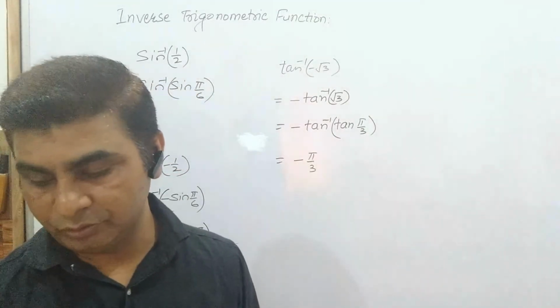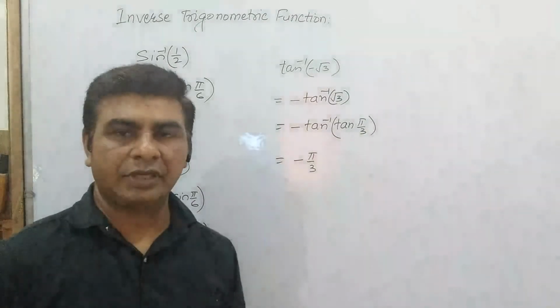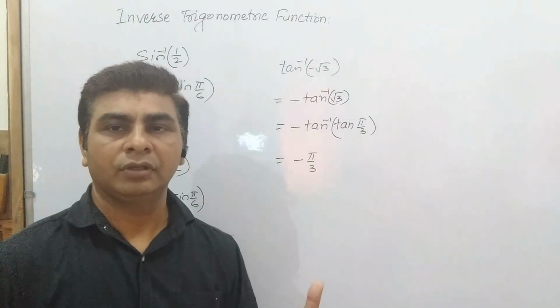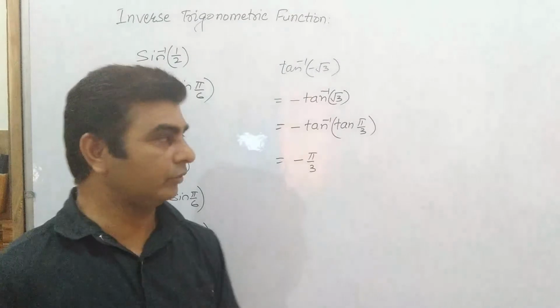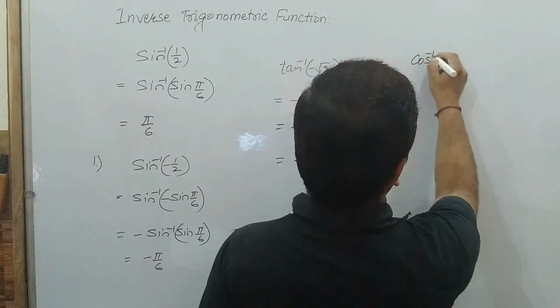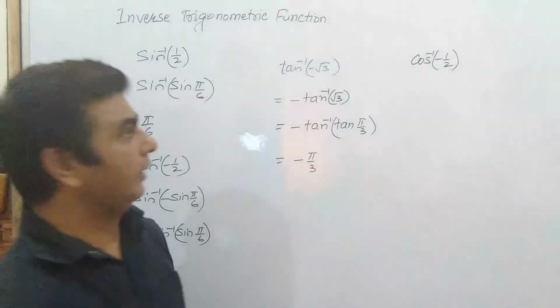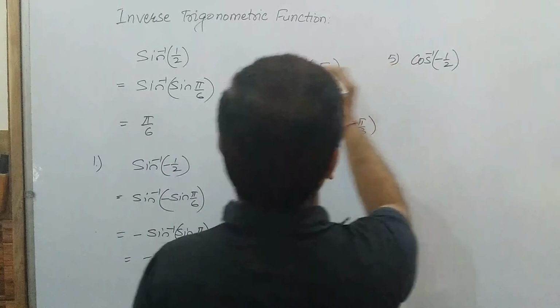Now let me do question number 5 also for all of you, in which a negative sign is there in case of the inverse cosine function. So let me do that. This is your cos inverse minus 1 by 2. This is question number 5. That was question number 4.